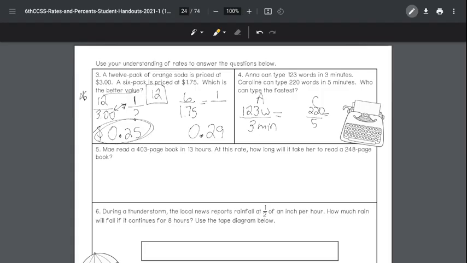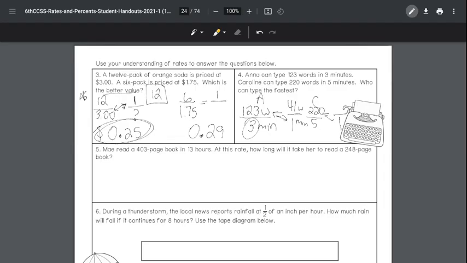So what we're going to do is find the unit rate to see how many words each girl can type in 1 minute. So cross multiply and divide. 123 times 1 is 123. 123 divided by 3. Anna can type 41 words in 1 minute.